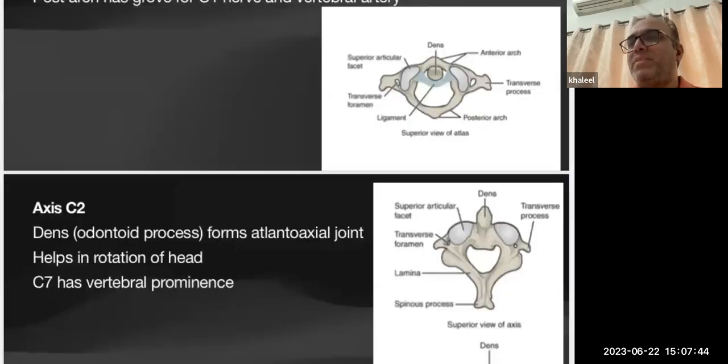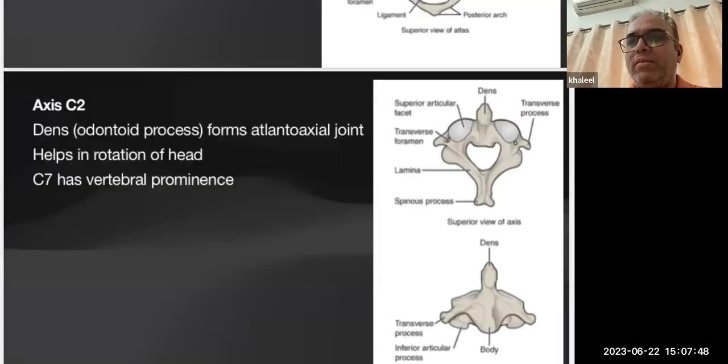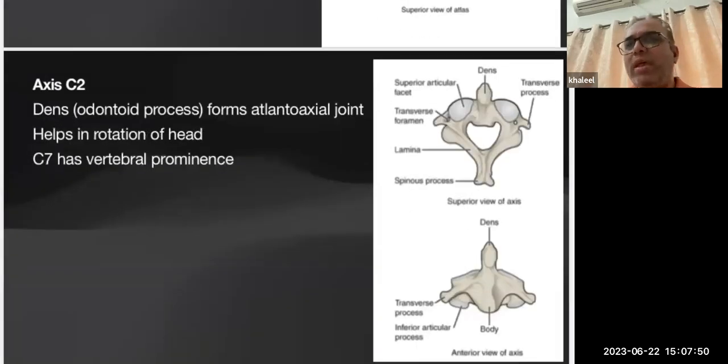This is the picture we see here of the C1. This is the C2. As we see, the characteristic of the second cervical vertebra is the odontoid process. We also call it the dens.